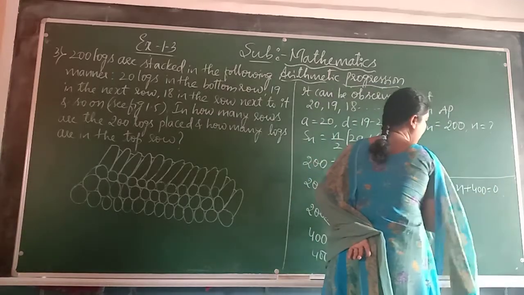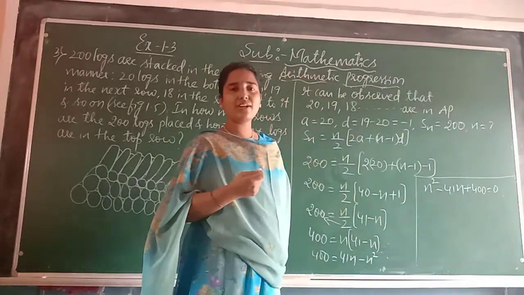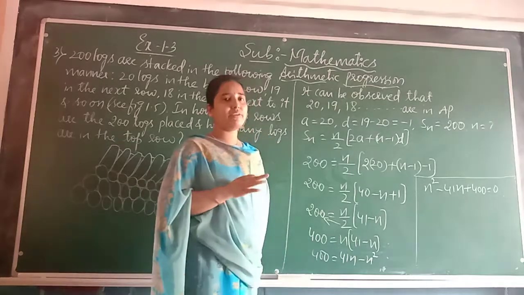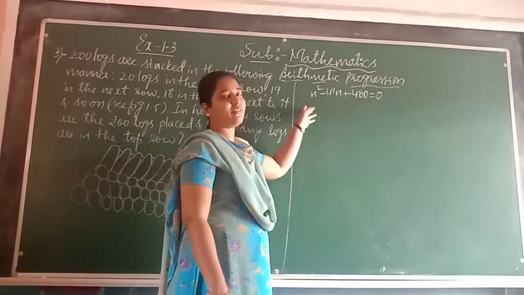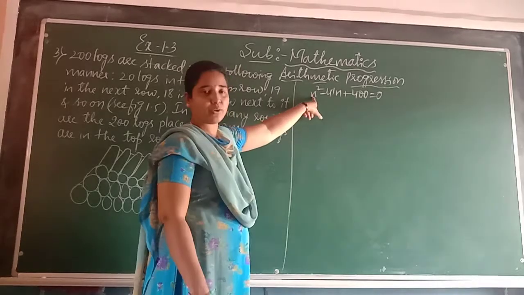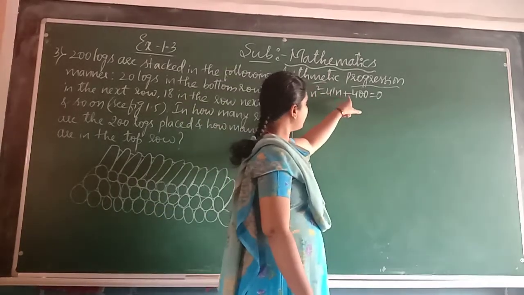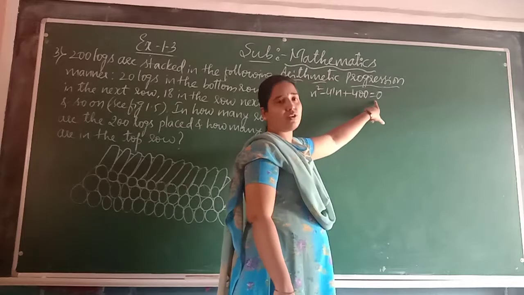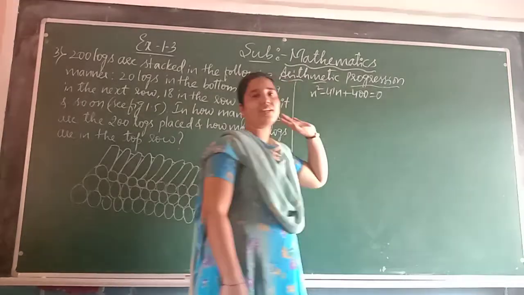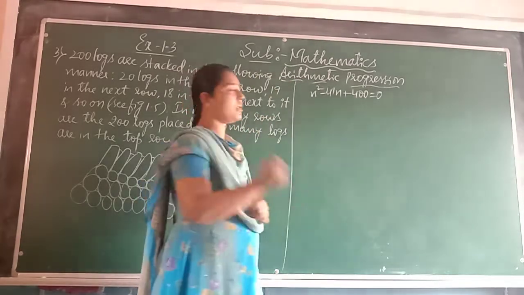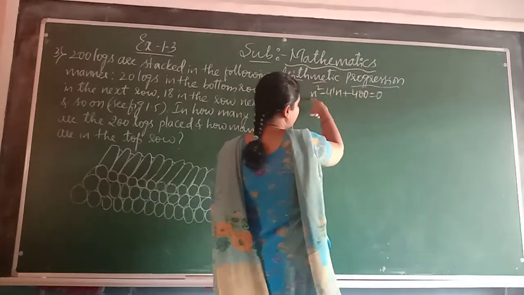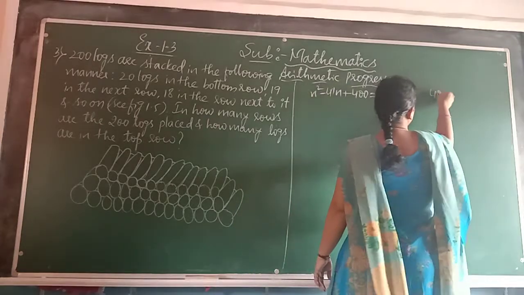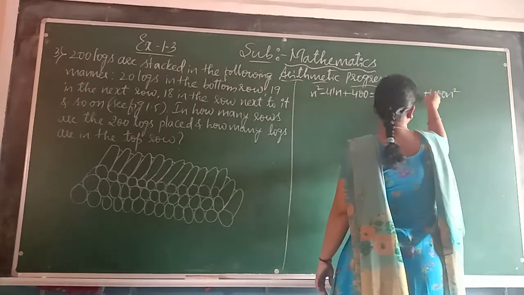Now it is a quadratic equation. This quadratic equation we have to simplify now. After simplifying that we got a quadratic equation, that is n square minus 41n plus 400 equal to 0. Now this quadratic equation we have to simplify. How we have to simplify? Multiply first and third term. 400 into n square, that is 400n square.